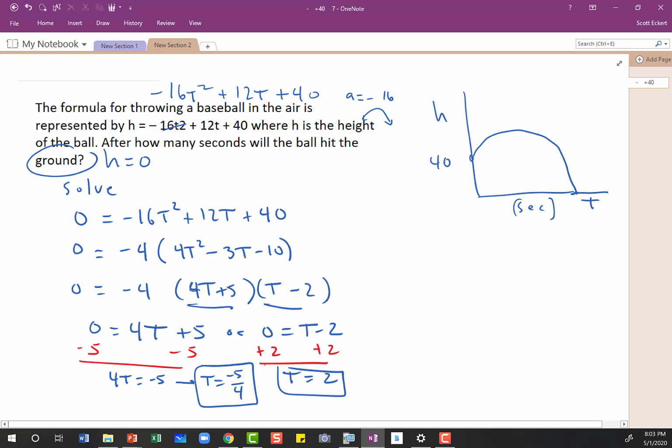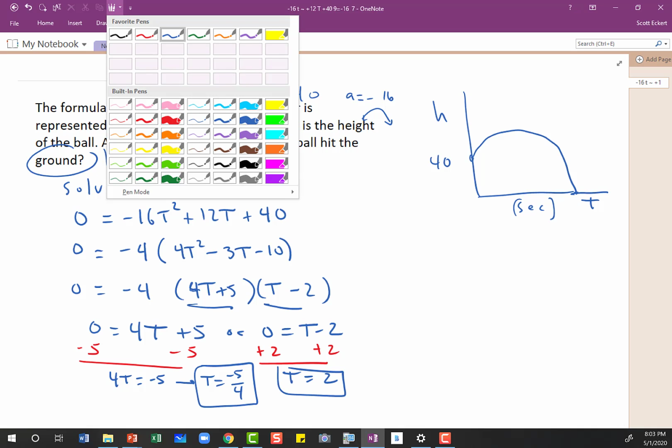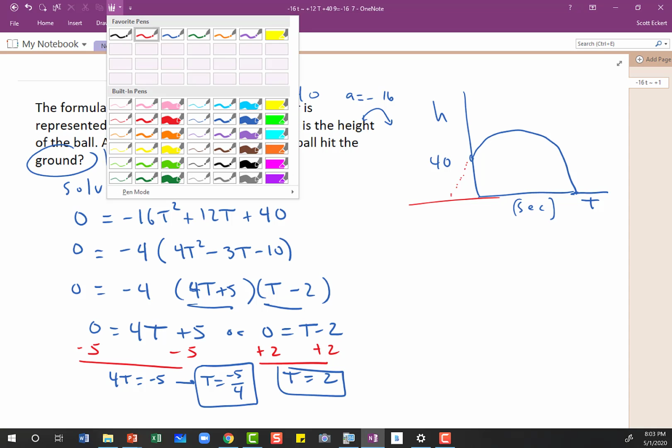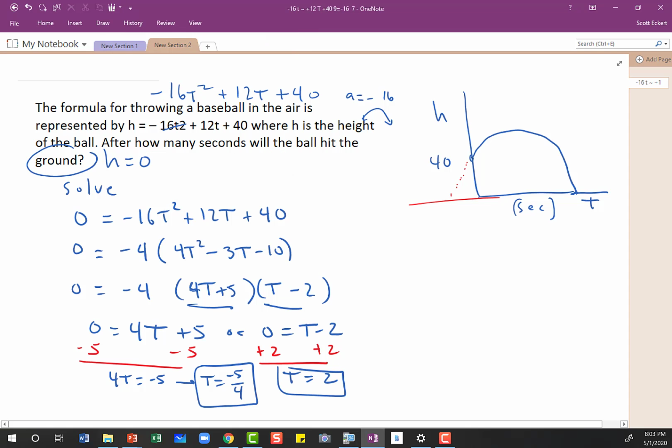Okay, now what do those solutions mean? They mean time. So time, negative time is back here, and negative time doesn't make sense. This is not part of when the ball was really in the air. The ball didn't start in the air until after 0 seconds. So negative time doesn't make sense. This solution is an extraneous solution.